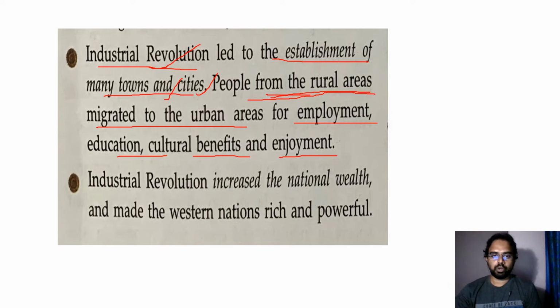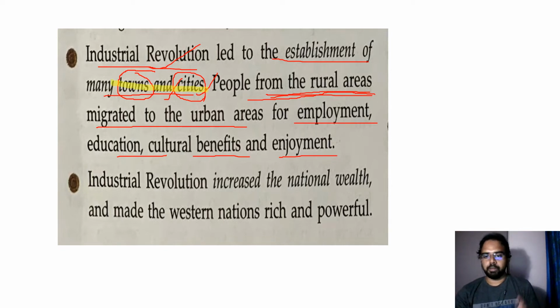So people from rural areas could easily settle in and around that factory area, and those factories, seeing the migration of people from rural areas, slowly turned into towns, and these towns slowly evolved into cities. So the other major impact was the formation of towns and cities because of these industrial areas.